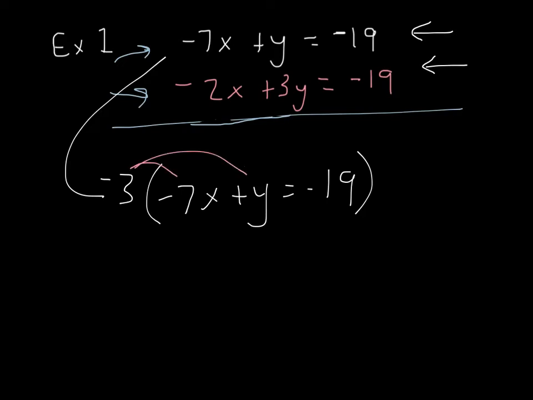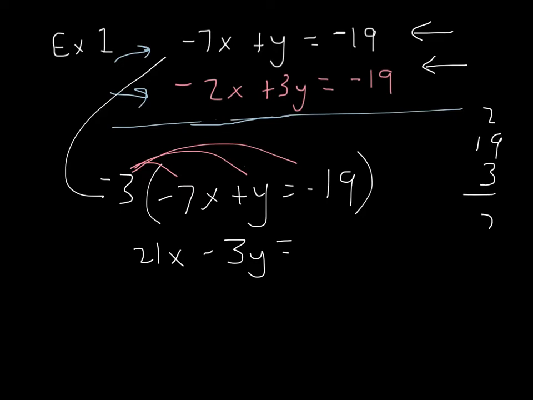So I distribute this to every term, right? So positive 21x, because a negative 3 and a negative 7 make a positive, minus 3y equals, and I don't know what 3 times 19 is off the top of my head here. Yeah, well that's actually easy. So that gets me a positive 57, right? So here's my new equation. This is new. And if you take a look at this, if I was to add this new equation with my bottom original equation, the y's would cancel out. Check it out. Let me show you.